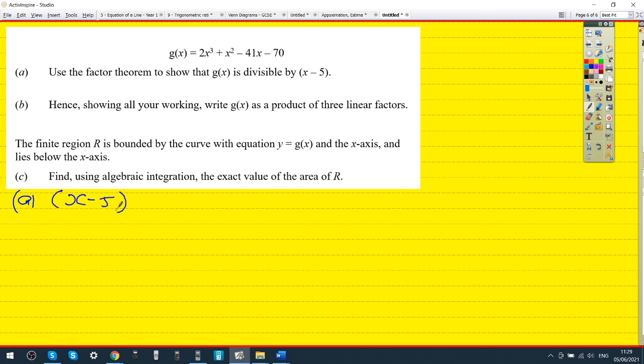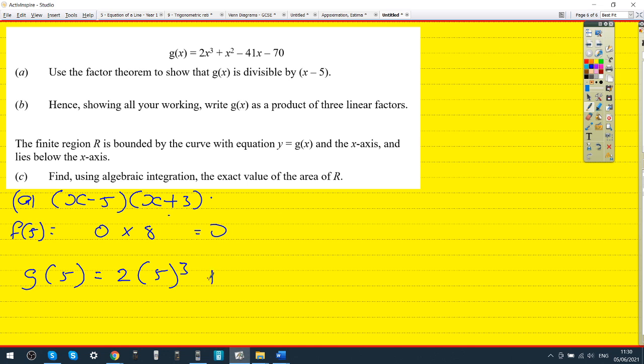So imagine this was some quadratic from GCSE, like x plus 3 or something. If you subbed in 5 for x, what would you get? It'd be 5 minus 5, which is 0. So that would be 0. So to show that x minus 5 is a factor, you sub in 5 for x.